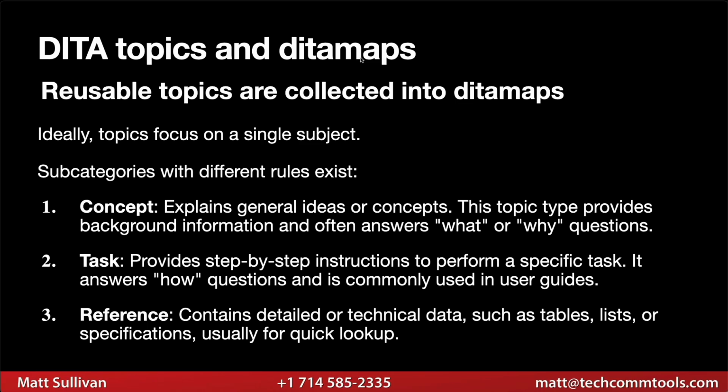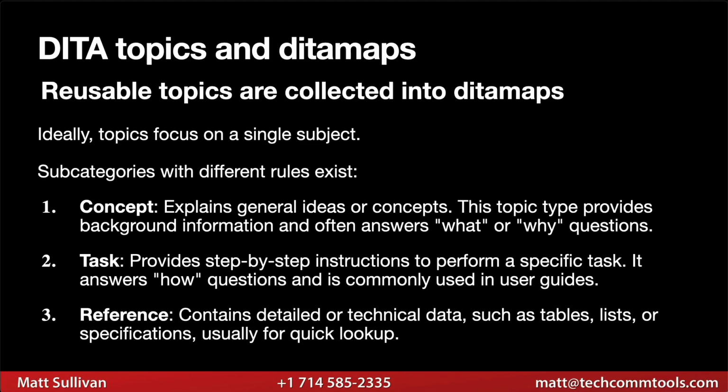And the subcategories exist, each having different rules. For example, a concept explains general ideas or concepts. It often answers the what or the why questions. A task typically is going to have step-by-step instructions for a specific task. It might have subtasks as well, but it's going to answer those how questions. And a reference topic is generally going to contain detailed or technical data, and it's going to have lots of tables, lists, or specifications for someone to refer to or to look up specific information.